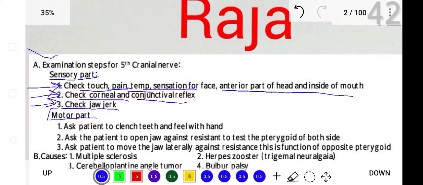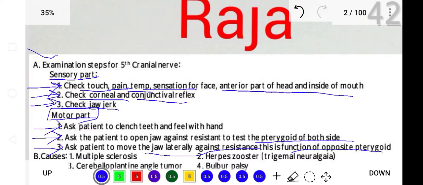In the motor part of the examination of the fifth cranial nerve, we will ask the patient to clench the teeth and feel with a hand. Ask the patient to open the jaw against resistance and test the pterygoid on both sides. We test the pterygoid muscle on both sides by asking the patient to open the jaw against resistance, and to move the jaw laterally against resistance, which is a function of the opposite pterygoid. On the opposite side we will ask the patient to open the jaw and move it laterally.